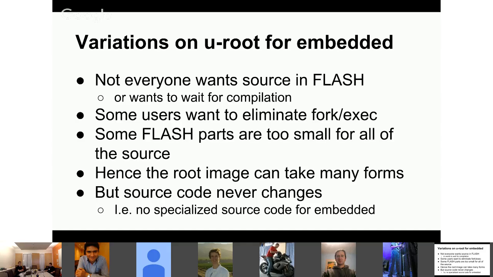Some Flash parts are just small. They're only 8 meg, and realistically for the source-based version of uroot, you've got to have 16 meg. So again, a year ago in Prague, I really only had the all-source version. Since then, as different needs have come up, we've taken different forms with this thing. But the source code never changes, so you don't find yourself writing a special version of DD, say, because you know you're going to be embedded.